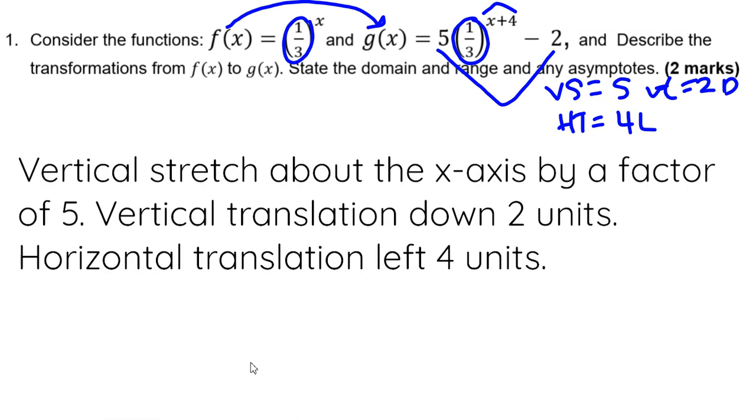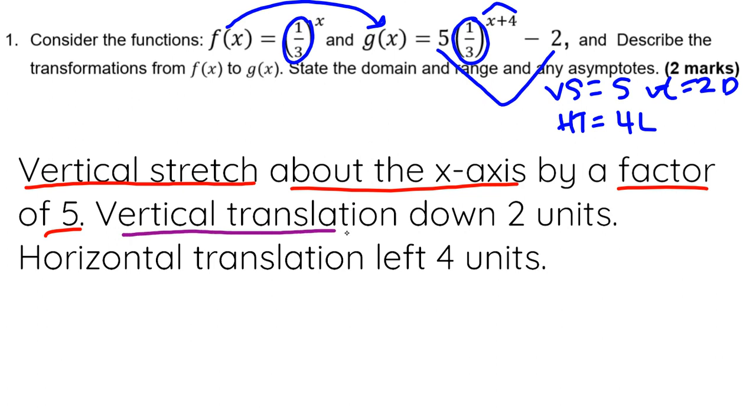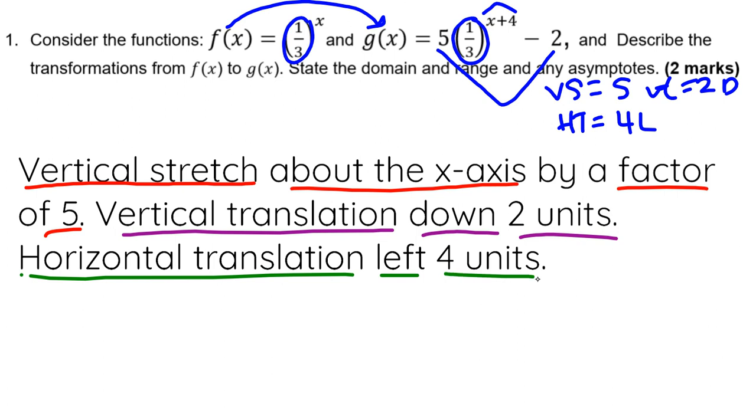So we want to talk about what it is. And what it is, a vertical stretch. Where it is, about the x-axis, and how much it is, by a factor of 5. Okay, what it is, a vertical translation. Where it is, down. How much it is, 2 units. And lastly, what it is, horizontal translation. Where it is, left, how much it is, 4 units.